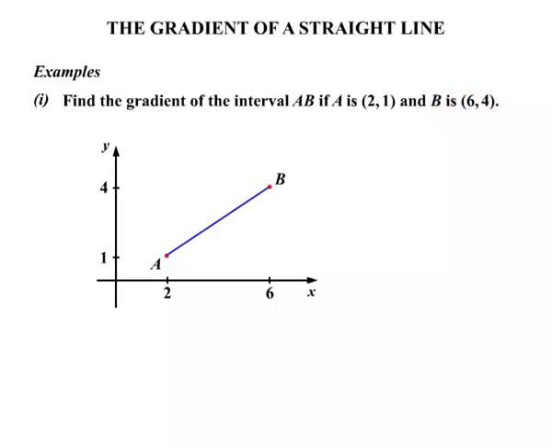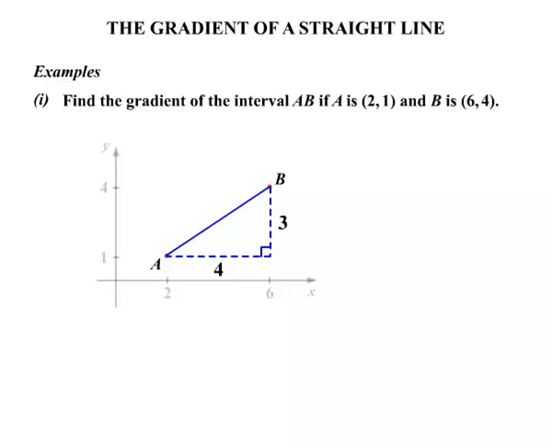Now we draw the interval AB, and we complete a right-angled triangle there. We can see then that this would be our rise, and it coincides with the distance between 4 and 1. So between 4 and 1 is a distance of 3, so the rise is 3. We're interested in the run, which is the distance between 2 and 6, so the run is 4. Once we can identify that, it's fairly straightforward.